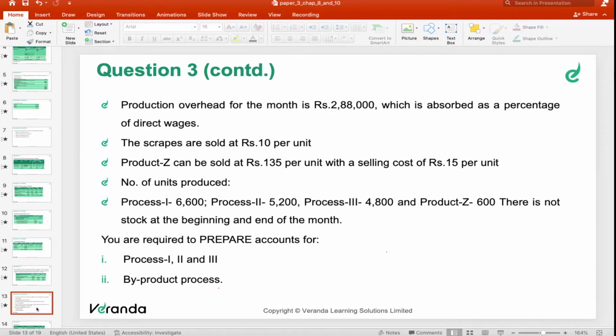Whenever a byproduct comes, a main product should be there, then only a byproduct will come. The difference between joint product and byproduct is this: even though two methods have been merged, one is the process costing method, another one is joint product and byproduct. Joint product means parallelly I produce more than one product. Byproduct means one main product I'm producing. While producing the main product, incidentally or accidentally another product emerges, and that is called a byproduct. Here byproduct arises, not joint product.